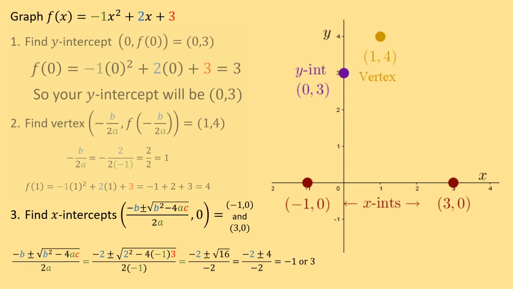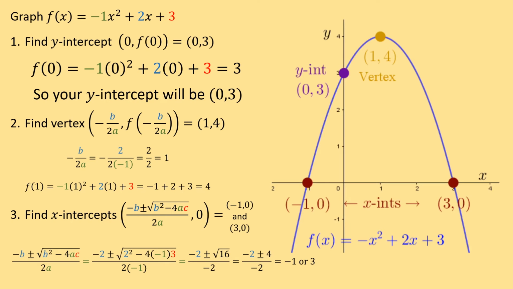And now, since we already know that a is negative, so our graph opens down, and we have our vertex, we have our y-intercept, and we have our x-intercepts here, we can now fit our concave down parabola to the graph, as you can see here. And so one of the advantages of having a quadratic in standard form is that we can jump to the y-intercept, the vertex, and the x-intercepts by just using the a, b, and c values of your quadratic function.